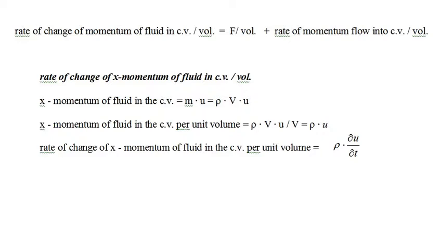Dividing by v, the x momentum per unit volume is given by rho times u, and its rate of change is rho times the derivative of u with respect to time.